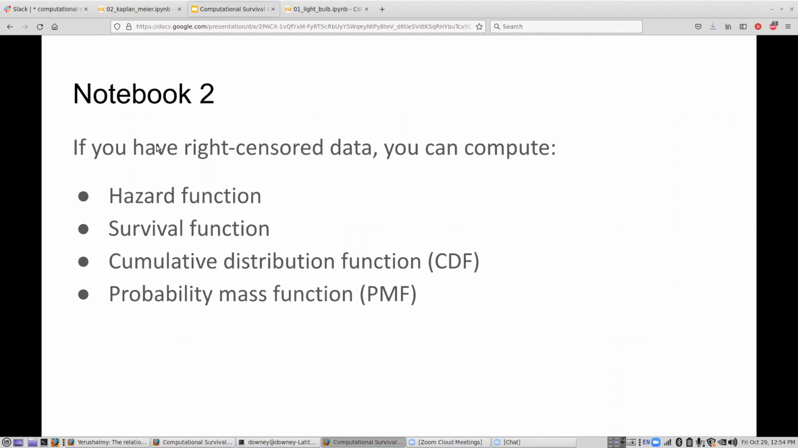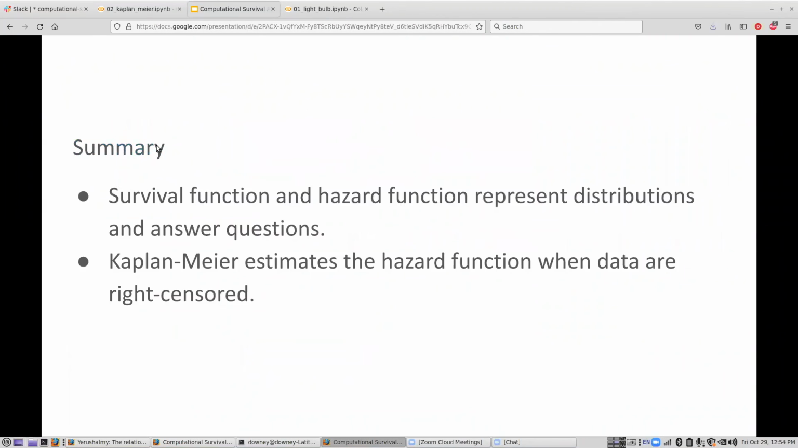Now, I'm getting close to the end of time, and I do want to make sure that we end at the correct time. So let me summarize a couple of things, and then we'll have maybe just a minute for questions. Again, we have several different ways to represent distributions, and they are equivalent in the sense that if you are given any of them, you can compute all of the others. And then the second notebook, we did Kaplan-Meier estimation, and that's the case when the data are right censored, we can estimate the hazard function and use it to compute all of the others.